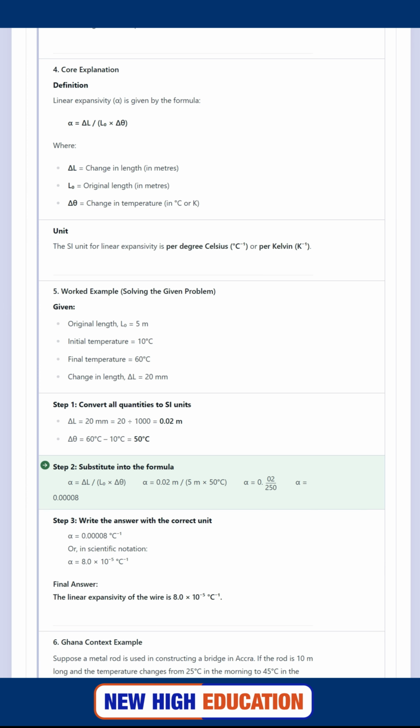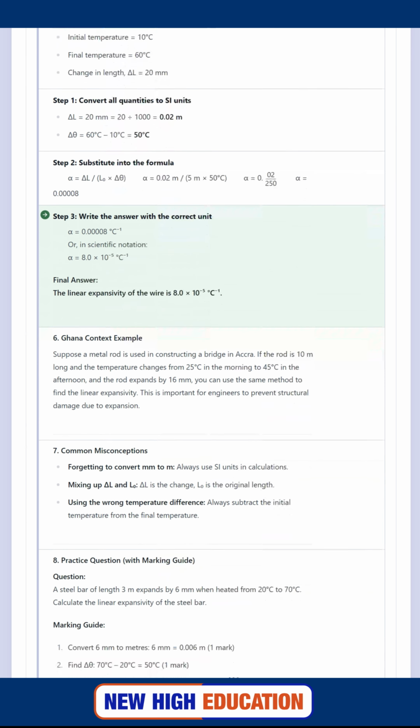This gives 0.00008. Step 3. Write the answer with the correct unit. Alpha equals 0.00008 per degree Celsius. Or, in scientific notation, alpha equals 8.0 times 10 to the power of minus 5 per degree Celsius. Final answer, the linear expansivity of the wire is 8.0 times 10 to the power of minus 5 per degree Celsius.